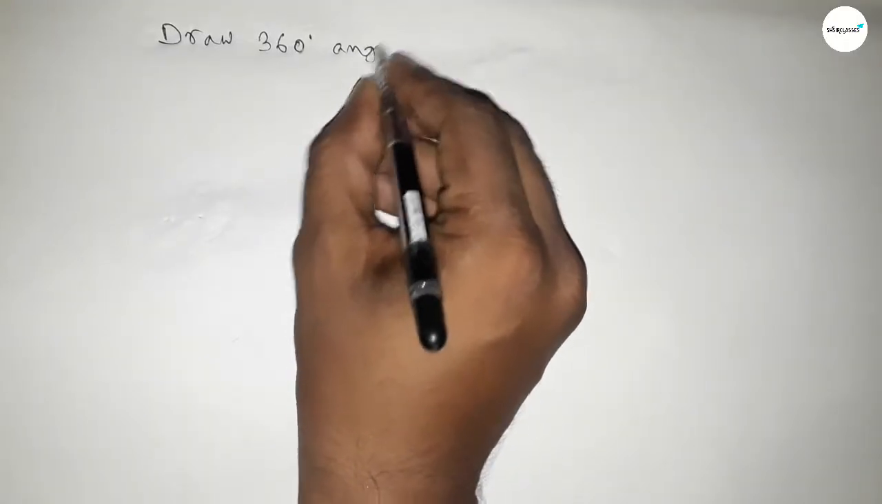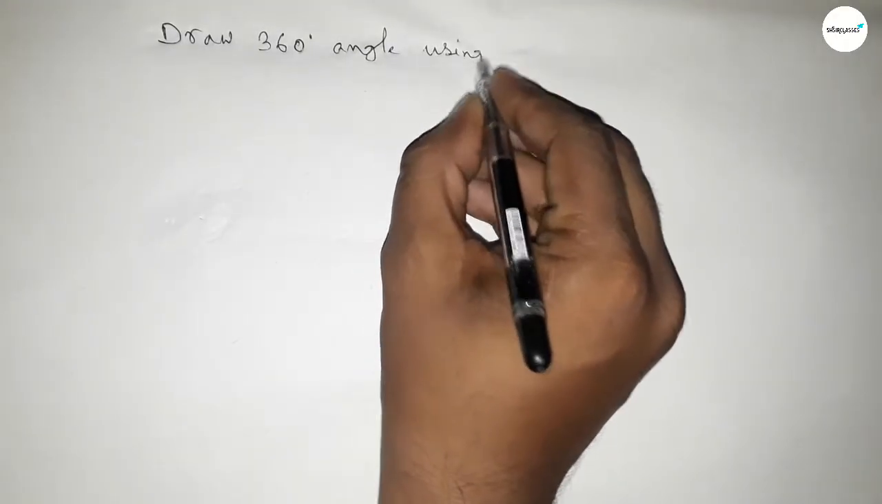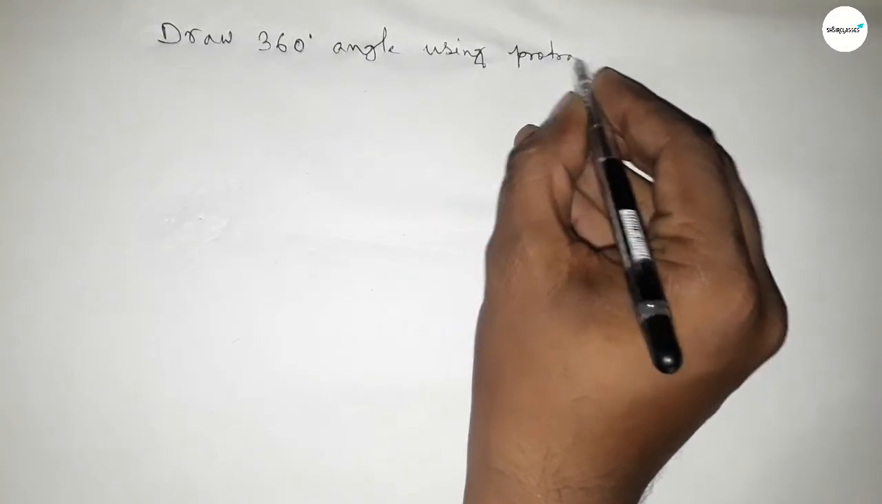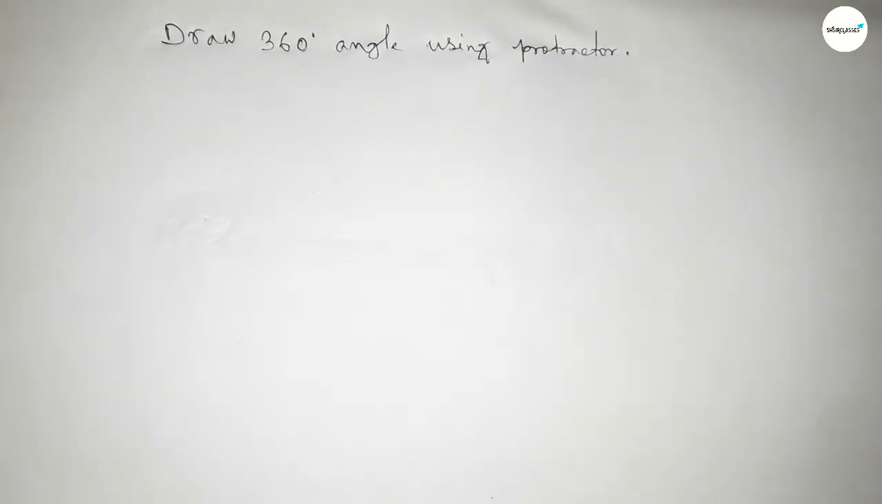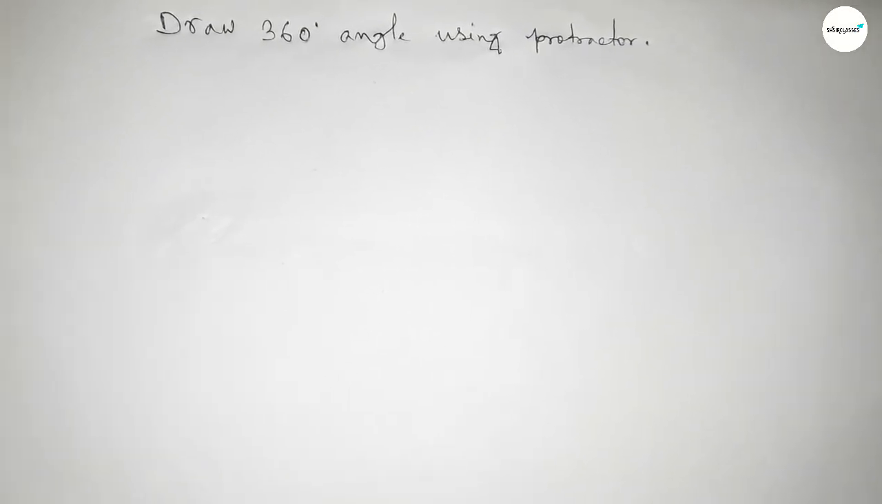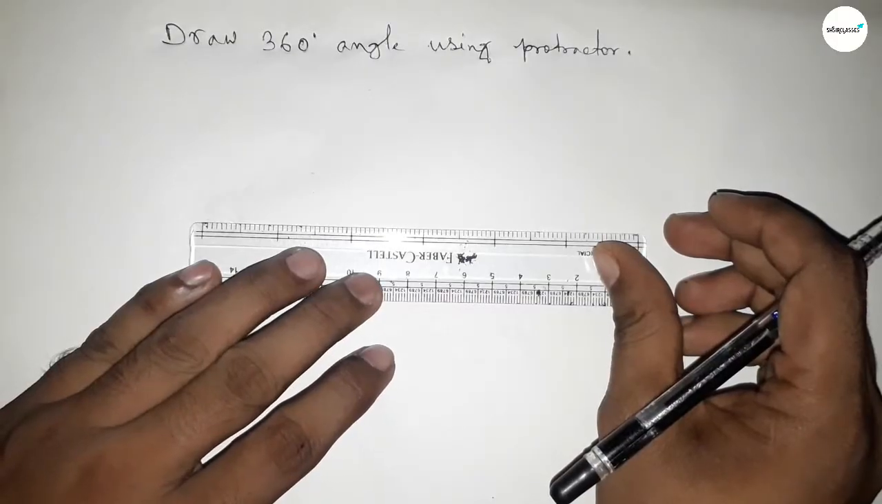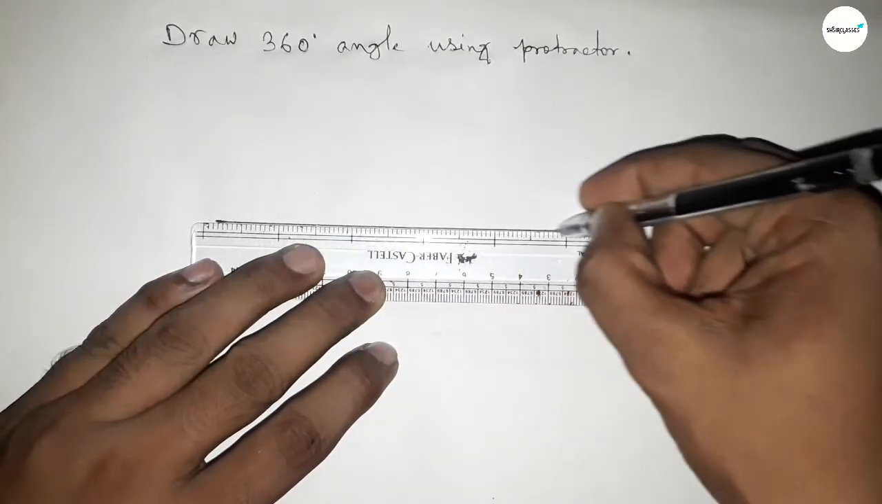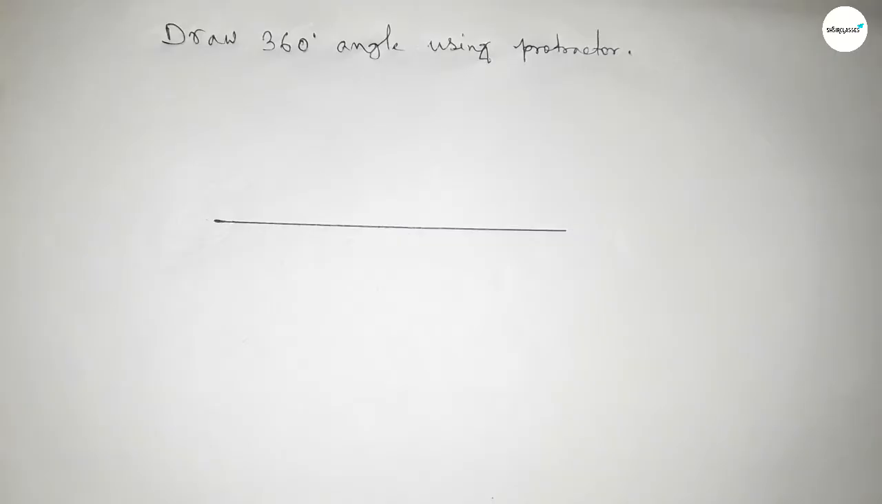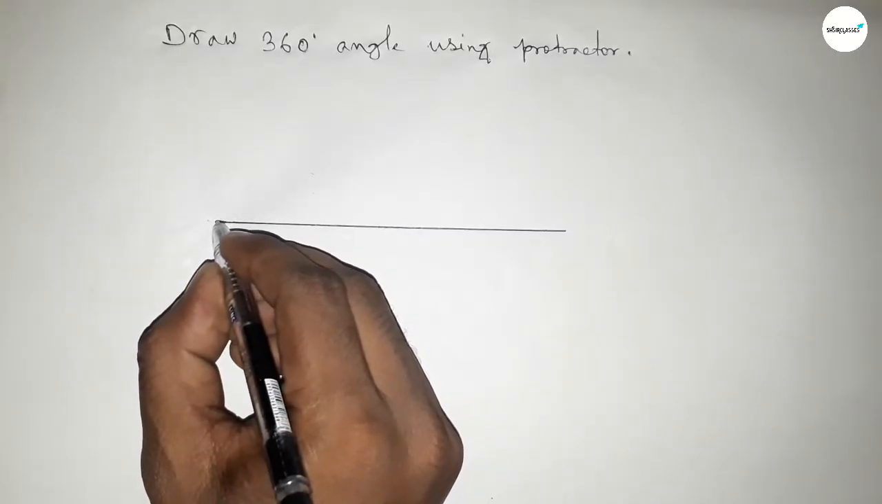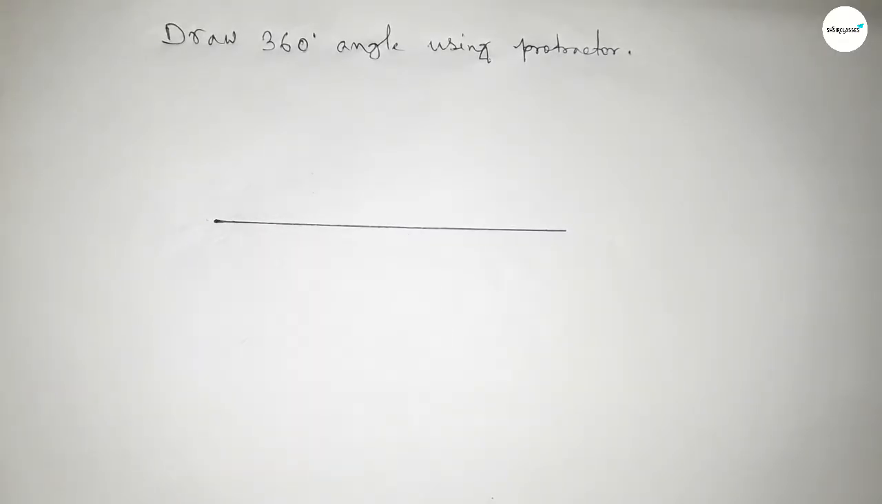Today in this video we have to draw a 360-degree angle by using a protractor. So let's start the video. First of all, we have to draw a straight line. Next, we point out here to draw the 360-degree angle on this point.